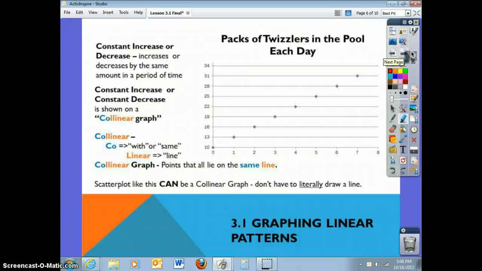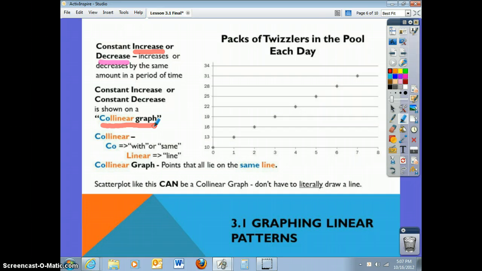Now, that equation created something called a constant increase. A constant increase is when something increases by the same amount in a period of time. Now, in a little while we're going to talk about a constant decrease, but a constant decrease is something that goes down by the same amount in a period of time. Whether it's a constant increase or a constant decrease, either of those things can be something called collinear. And again, that's your one and only vocabulary word in 3.1.